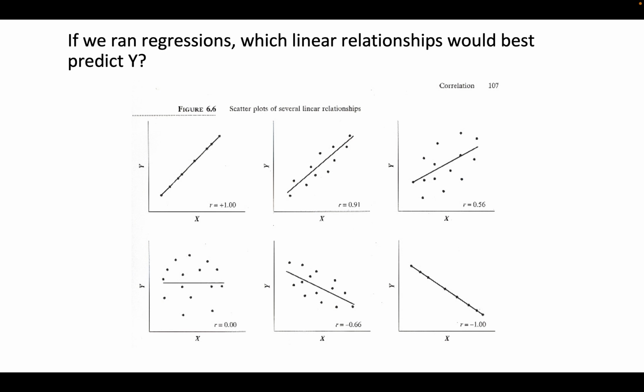If we ran a regression, which relationships would best predict y? Take a second and think about that. Well, perfect positive and perfect negative correlations would give us a better prediction of y. The stronger the correlation, the better your prediction will be.